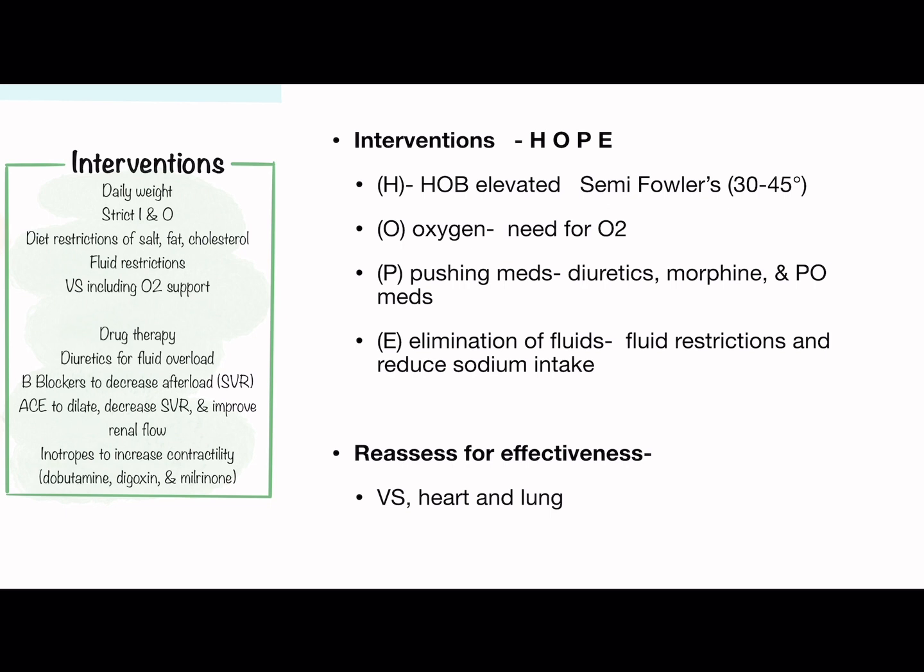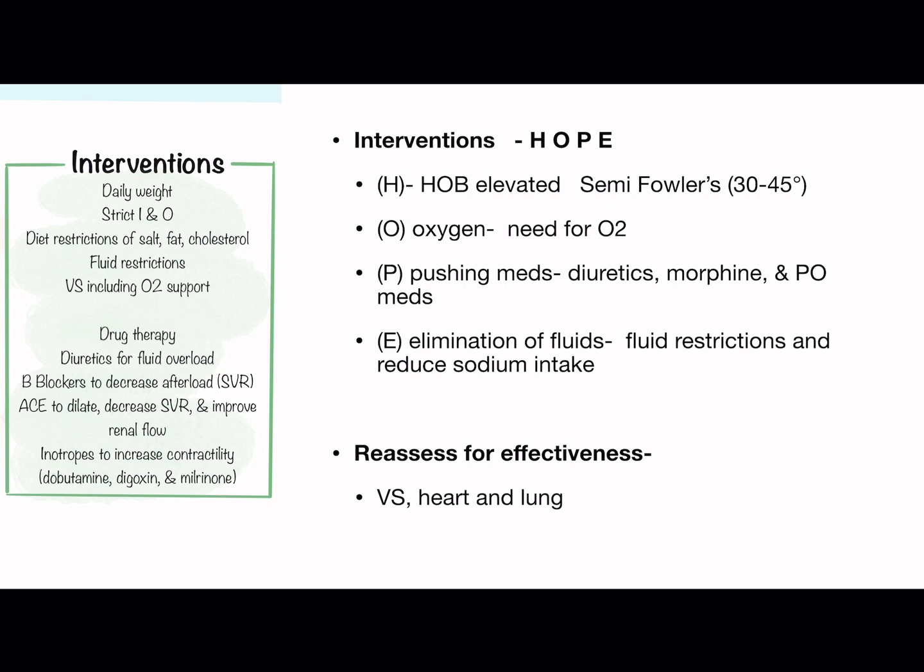And then PO meds, we're going to be giving them medications to decrease that vasoconstriction, so that afterload, SVR, which is your systemic vascular resistance. So we're going to give them some medicines to dilate them, and to block that RAS system, which is your ACE inhibitors or your ARBs. And we're also going to give them beta blockers to decrease that heart rate and improve that renal flow. So that's what we're going to be giving.